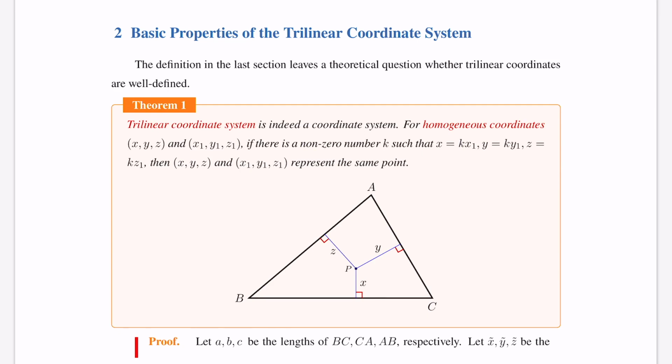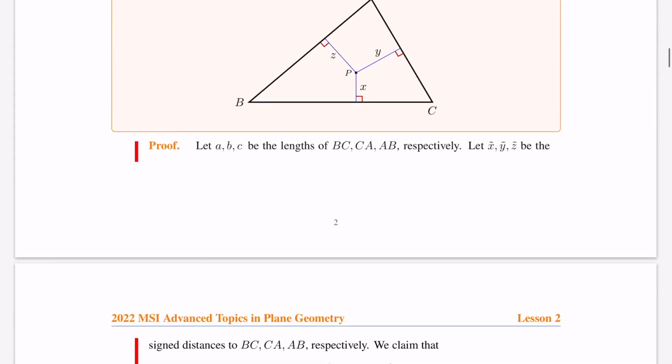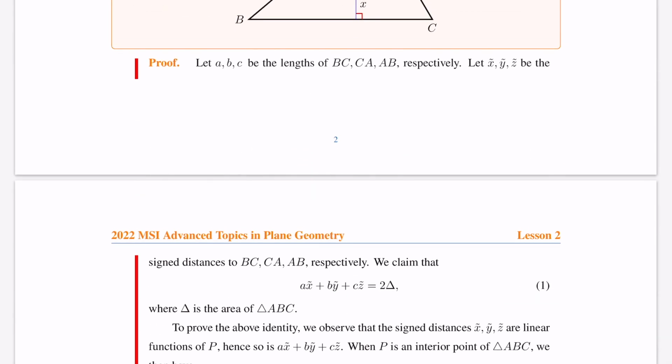So that means if x, y, z is proportional to x1, y1, z1, they basically represent the same point. That needs a proof. We will skip this theoretical question, but I want you to pay attention to this formula. It gives us the invariance, or the relationship of the coordinate system with the triangle area. There's a homework problem that I will post to use this formula to prove the Viviani theorem. You will see that in the homework.